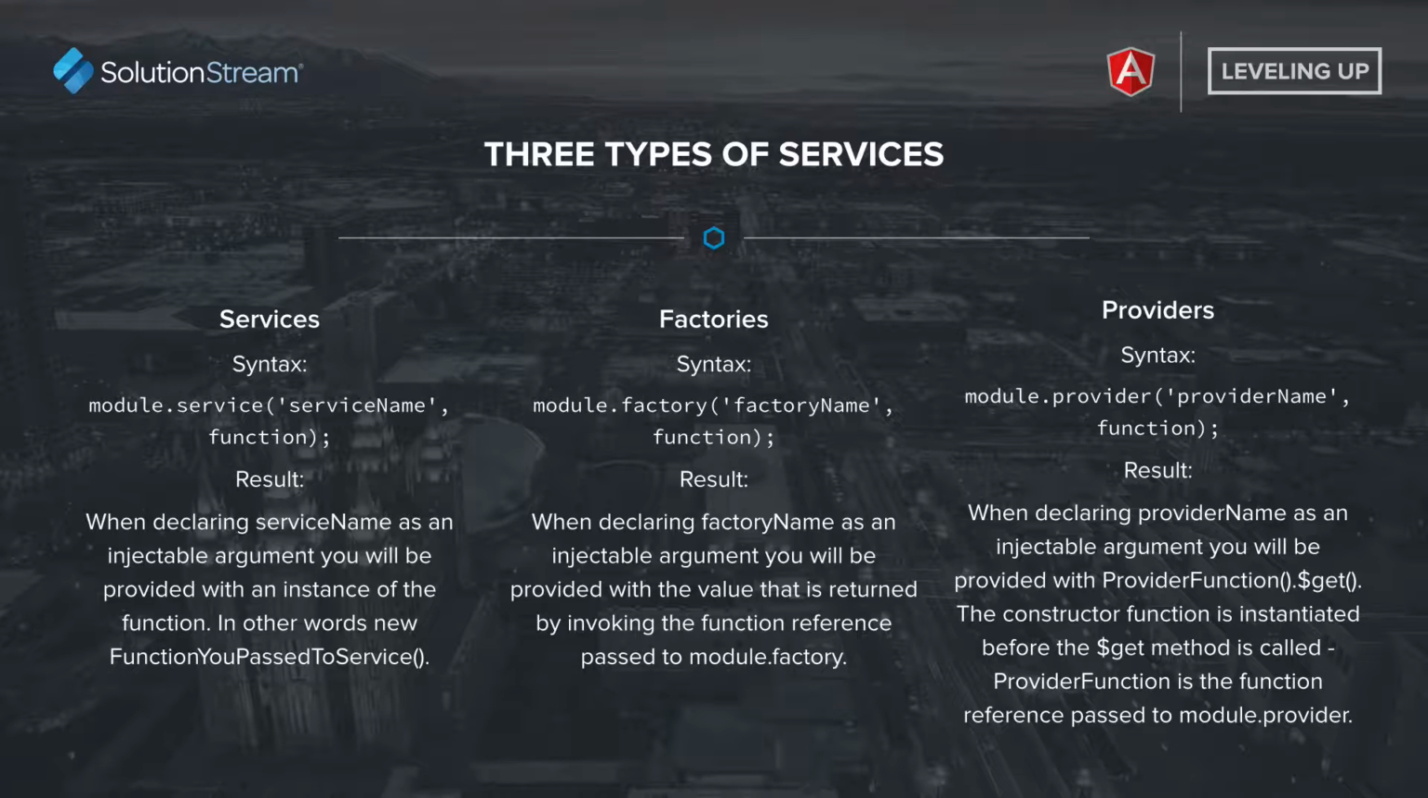And providers, it's a little more complex. When declaring provider name as an injectable argument, you'll be provided with provider function.get. The constructor function is initiated before the get method is called. Provider function is the function reference passed to module.provider.